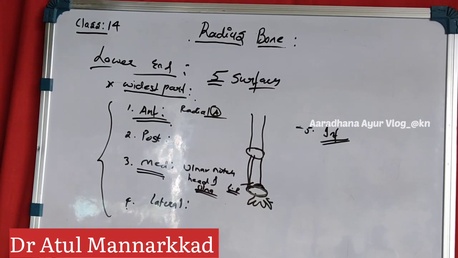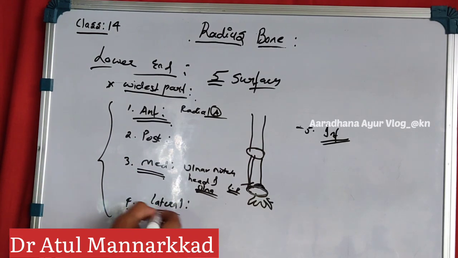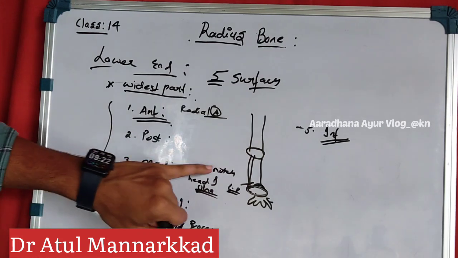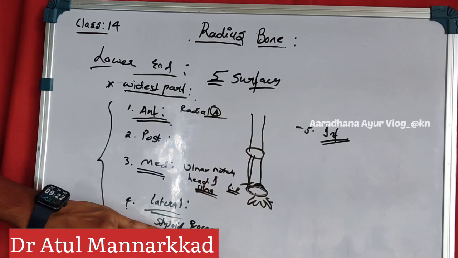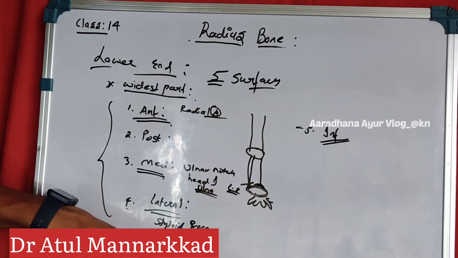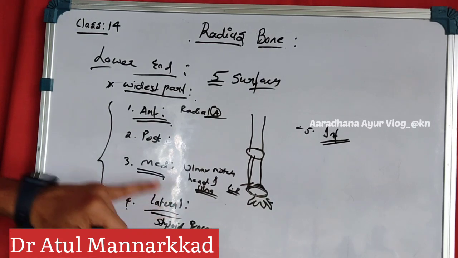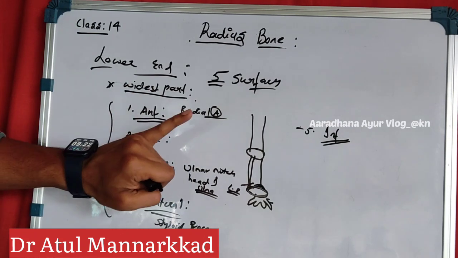Coming to the lateral surface, it is prolonged downwards to form the styloid process. So laterally the styloid process is present. The styloid process is very important for side determination. Medially there is an ulnar notch, which is for the head of the ulna. Laterally it is elongated and prolonged downwards, forming the styloid process. And anteriorly, if we palpate, we will get the radial artery there.